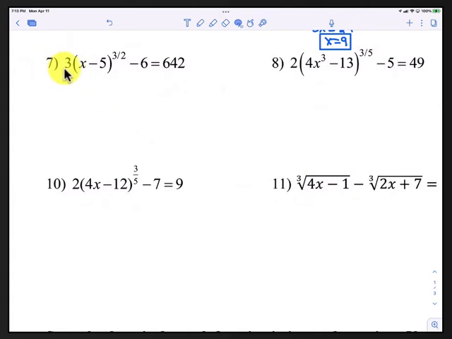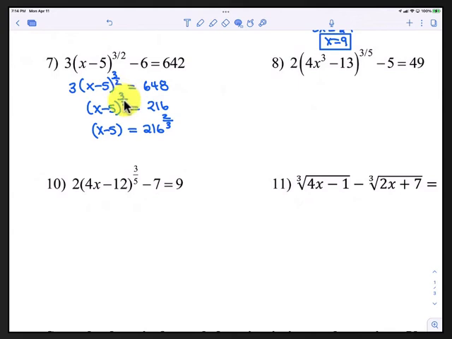All right, and here's number 7. So we have 3 times x minus 5 raised to the 3 over 2 minus 6 equals 642. Well, we want to try to get this exponent by itself. So let's go ahead and add 6 to both sides first. And we have 648 on the right. Now let's divide by 3 on both sides, and that gives us 216 on the right. Now we need to undo this exponent, so we'll raise both sides to the reciprocal power. And the reciprocal of 3 over 2 is 2 over 3.